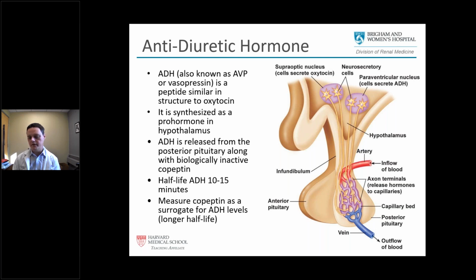The reason its half-life is very short, only 10 to 15 minutes, is important because if you have a drink then you need to be able to respond to that change in serum osmolality rapidly. And so if you drink a large amount of water quickly, you need to be able to reduce your ADH secretion so that you will urinate out the water pretty quickly as well. So about 10 to 15 minutes. And if you drink a large glass of water, roughly speaking, in about an hour or so, you'll excrete it all.